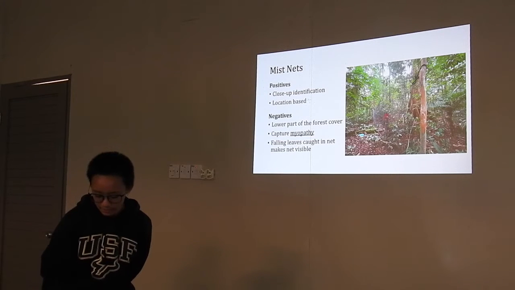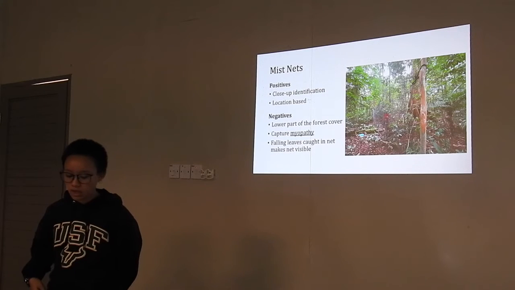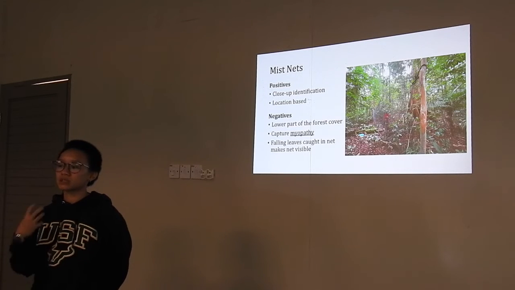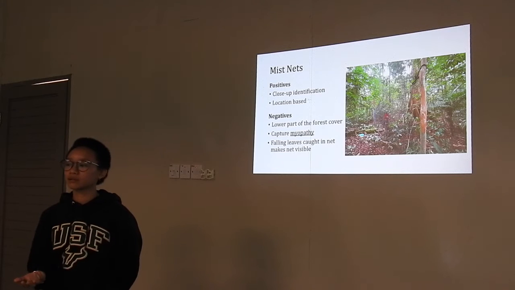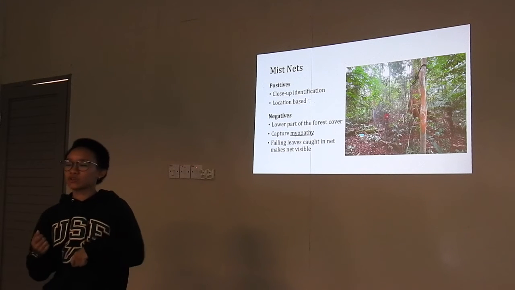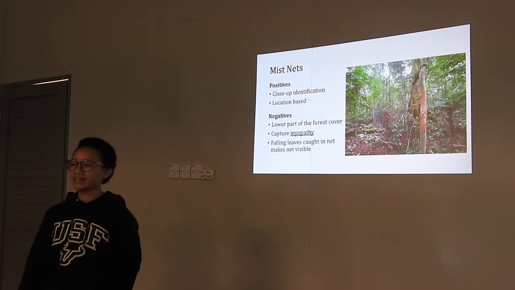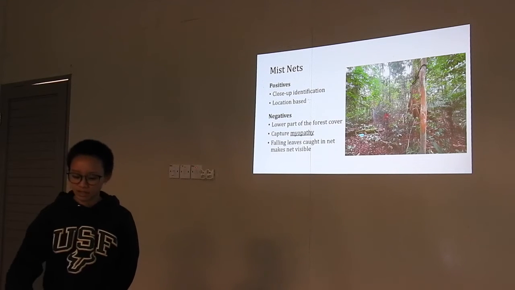And another thing, which is a big risk with any traps used, is capture myopathy. So myopathy is a disease in a muscle where if the animal is stressed out, they can die. So if they get caught in the net for too long, they can basically die, which is quite sad, and it's not good for conservation.